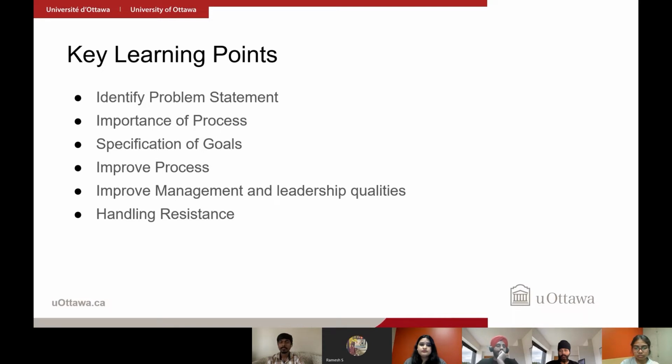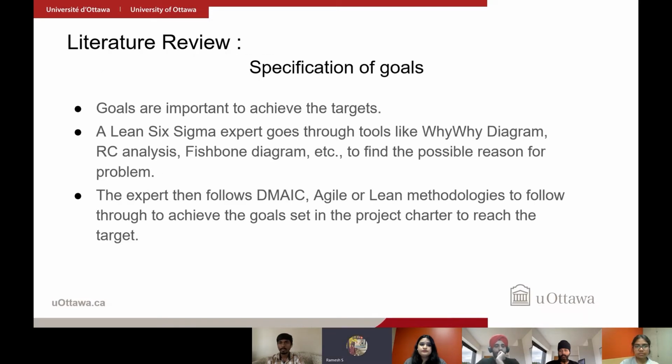Thank you. This is Ramesh, and I'm going to brief about the literature review on the topic of defining the goals. Setting up goals is an important part of achieving a target as it acts as a reference point on your path. Whenever a Lean Six Sigma expert is called for consultation, he goes through his data and conducts some interviews with the employees in the industry or any company to gain valuable insights, which would be very helpful for him in resolving their issues.